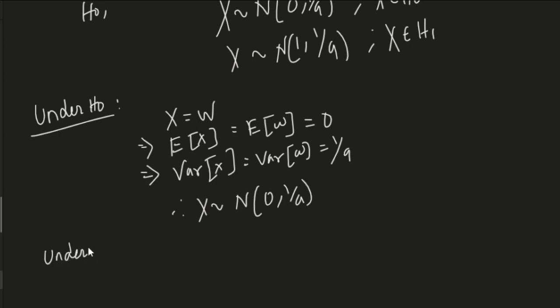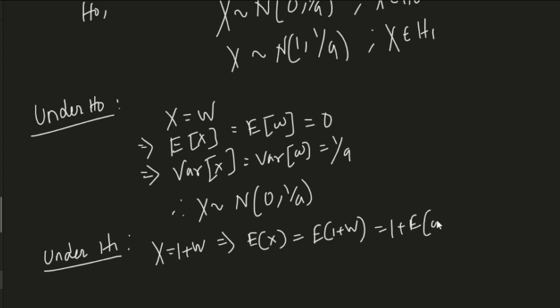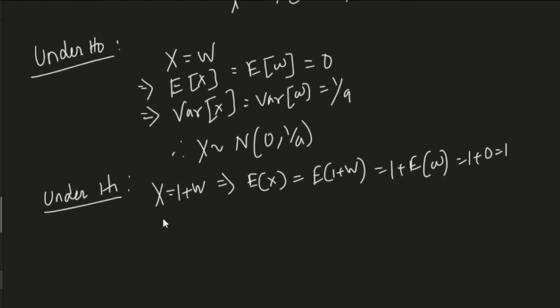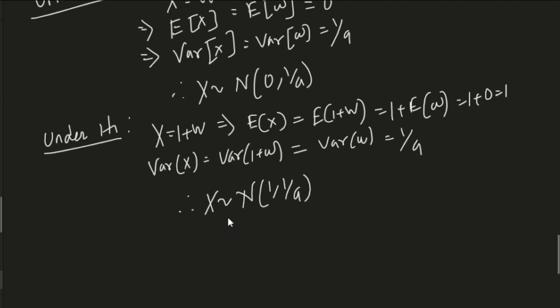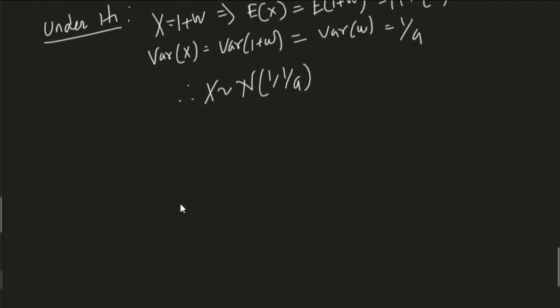And under H1, X is 1 plus W, and this means E of X is simply 1, so the mean is 1, and adding a constant to the variable doesn't change its variance, because variance of X would be variance of 1 plus W. Therefore X follows a normal distribution with mean 1 and variance 1 by 9. So yeah, that's how it works. Now the test.